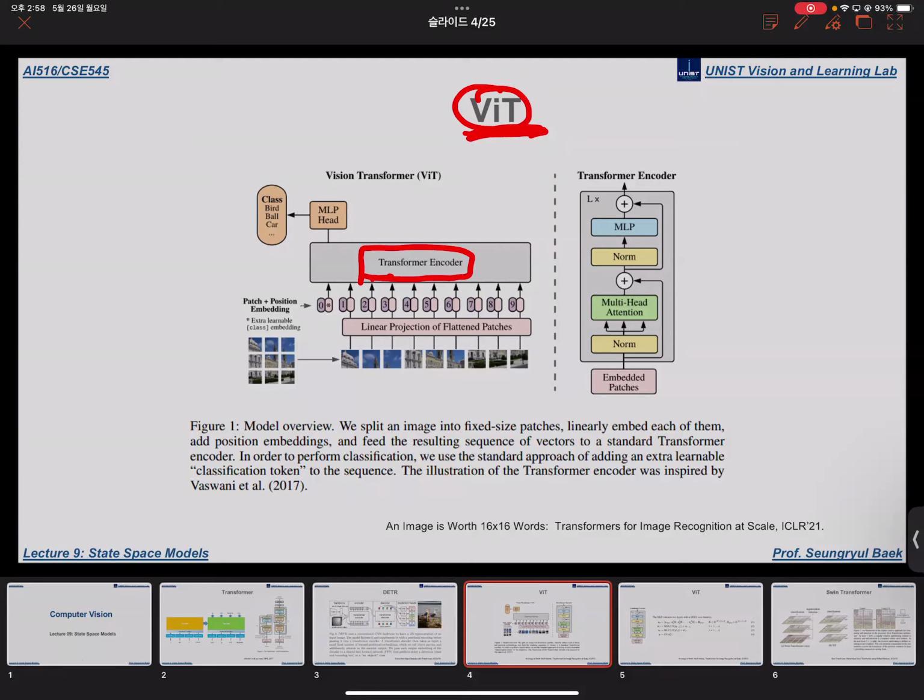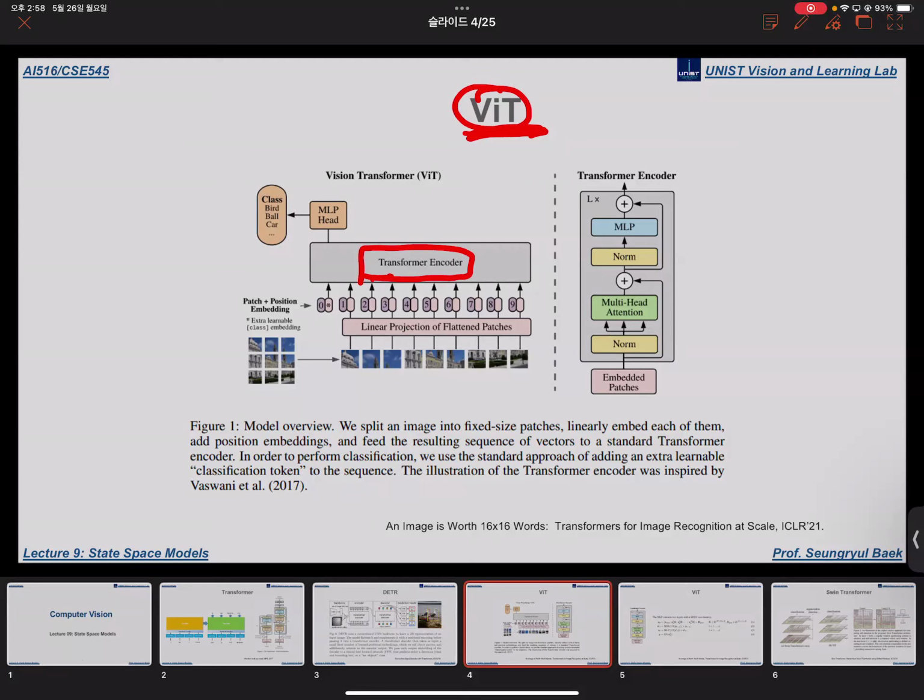The paper that proposes ViT is named like this: An Image is Worth 16x16 Words. What it actually does is, given one image, it makes patches by dividing the whole image into patches, and then it supplies those patches as the tokens for the transformer encoder.